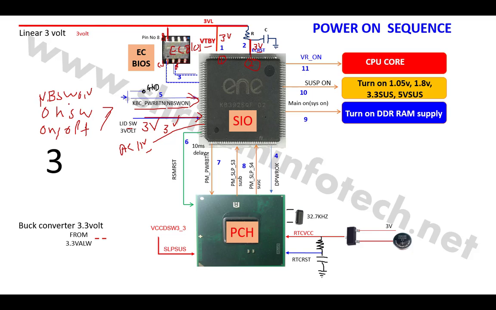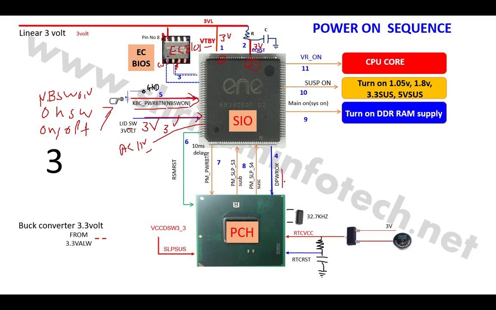When you press that power button, then the 3 volt goes to 0, and when you release the button, then it comes back to 3. That means the 3 to 0 to 3 variation will be there at this pin. So you have to connect a multimeter here and press the power button. At that time you will get a 3 to 0 to 3 pulse like this. Okay.